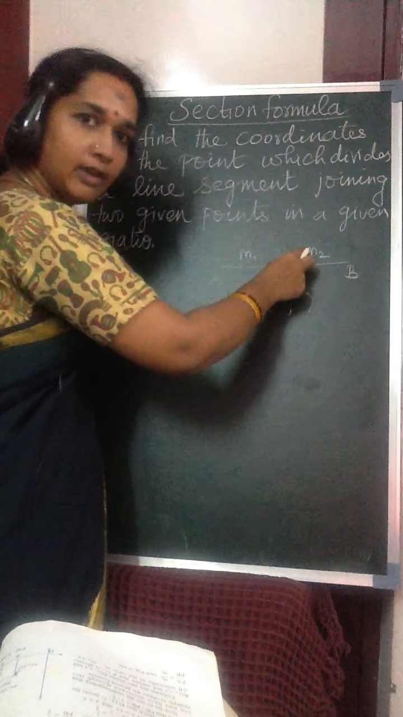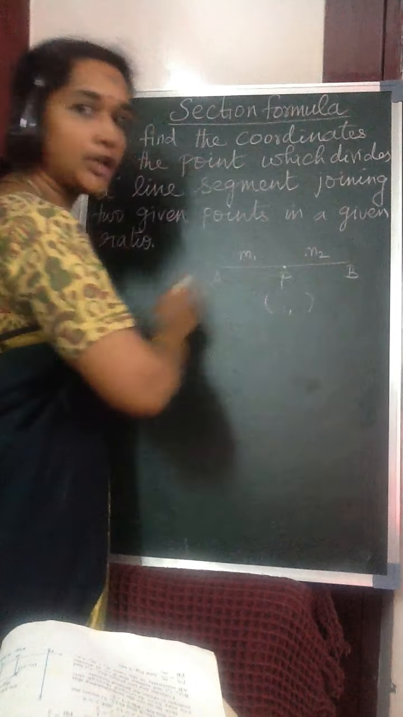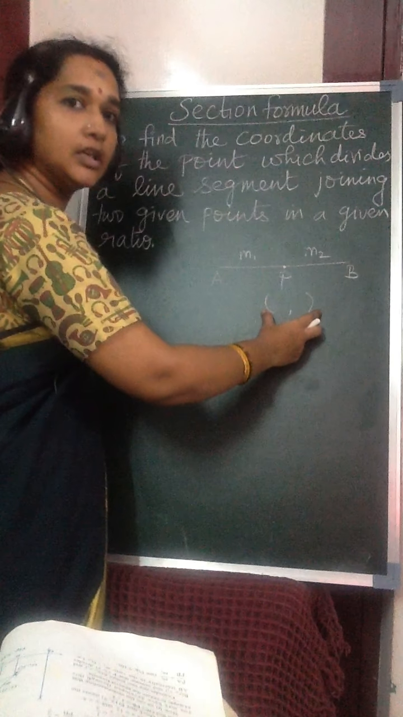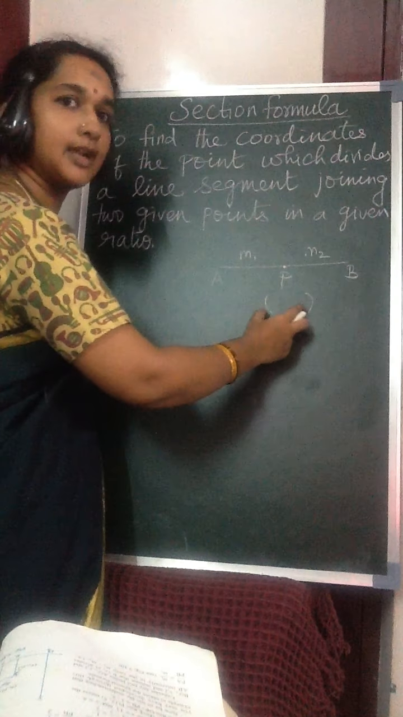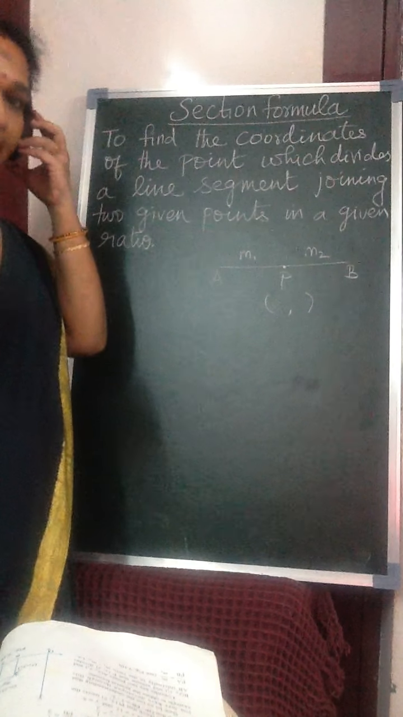So, the ratio will be given. The coordinates of these 2 points will be given. You will be finding the value of these coordinates, that is x comma y you will be finding.